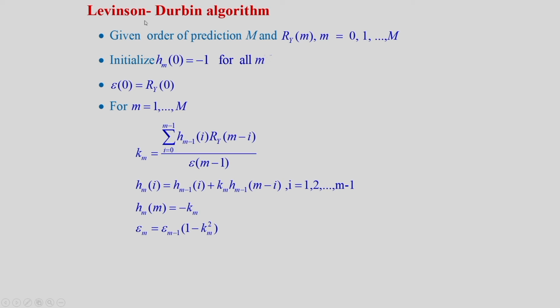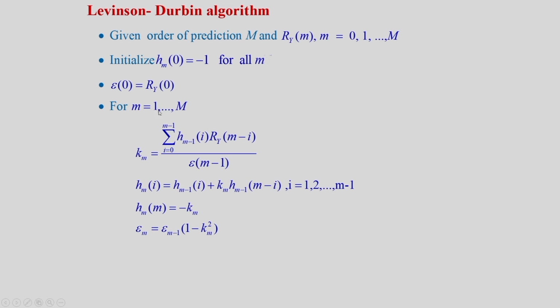Let us review the Levinson Durbin algorithm. We are given the order of prediction m and the autocorrelation functions ry(m), m going from 0 to m. First we have to initialize the predictor coefficient h(m,0) equal to -1 for all m, and epsilon 0, that is the mean square prediction error, equal to ry(0) for prediction order 0.